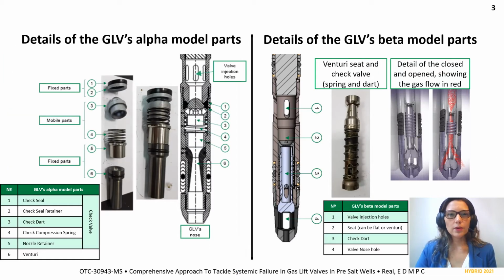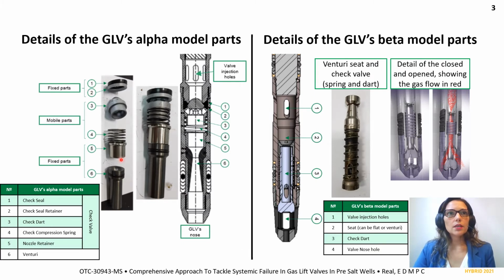Here you have two examples of a high reliability gas lift valve, alpha and beta model. The key of the high reliability is the check valve. In the alpha model, on the left, the check valve has 5 parts: the ring, an elastomer, the check seal retainer, a metal check dart, a check compression spring, and a nose retainer. The first two parts make a double sealing system, elastomer-metal and metal-metal.